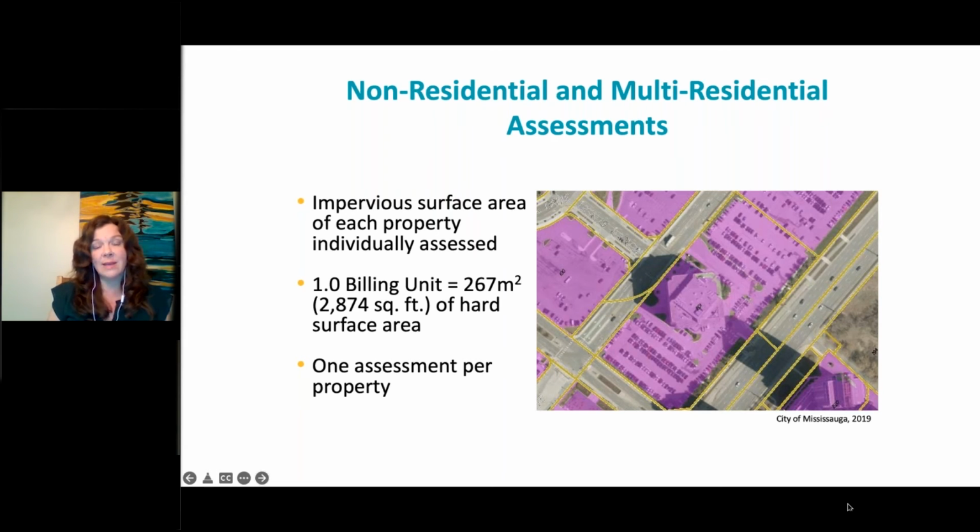And we had one assessment for each property, even if it was a condominium with maybe multiple units or an industrial property with multiple units, only one assessment per property. Next slide, please.